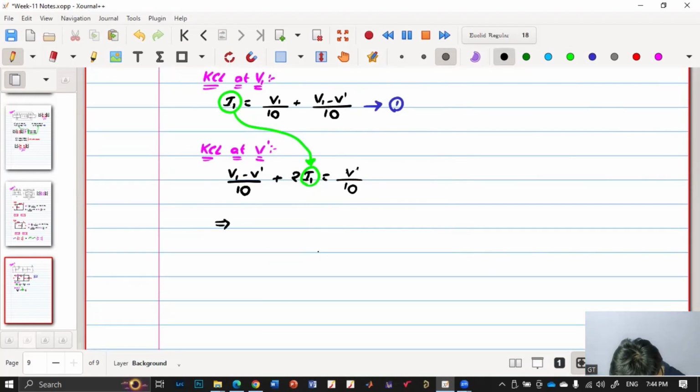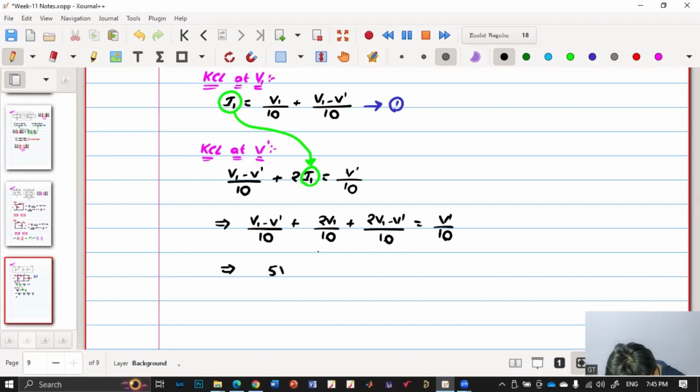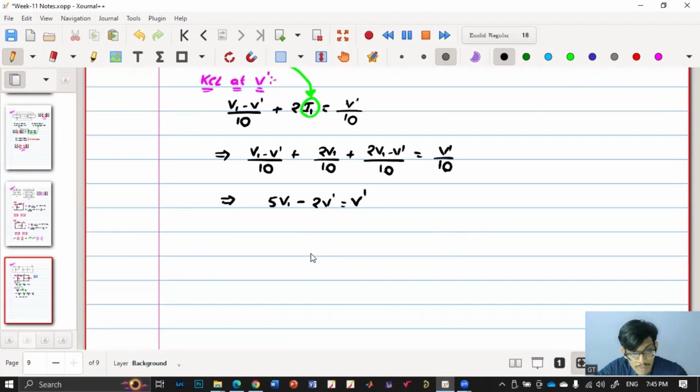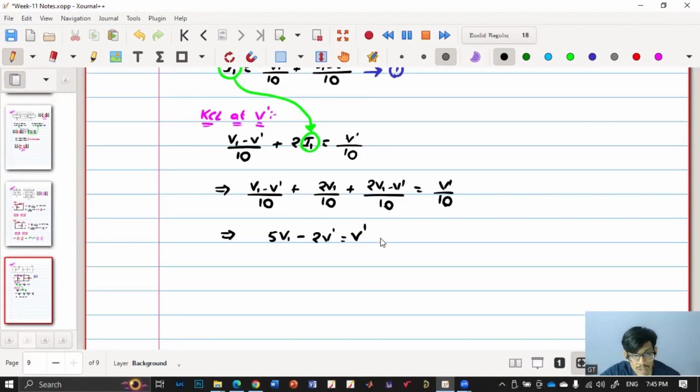That implies (V1 - V')/10 plus 2 into I1. So 2V1/10 plus 2 into (V1 - V')/10 is equal to V'/10. So multiply by 10 on all sides. Here we have 2V1, 2V1, so 5V1 minus 2V' is equal to V'. So here V', 3V'.